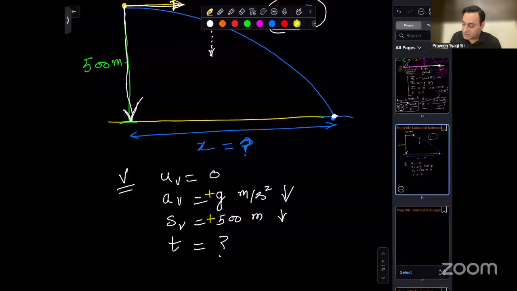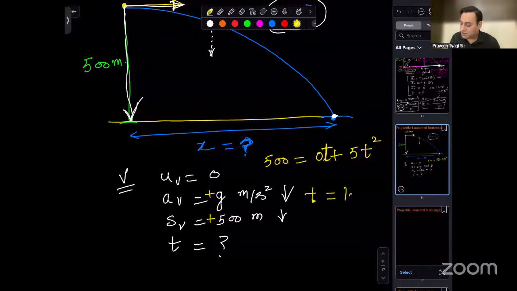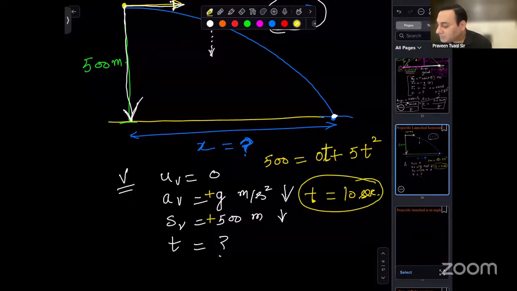Now, S is equal to 500, is equal to ut plus half g t square, which is 5t square. u is 0. So from here, you'll get t square is equal to 100, t is equal to 10 seconds. How many of you got 10 seconds? 9.8 or 10 seconds. Okay.